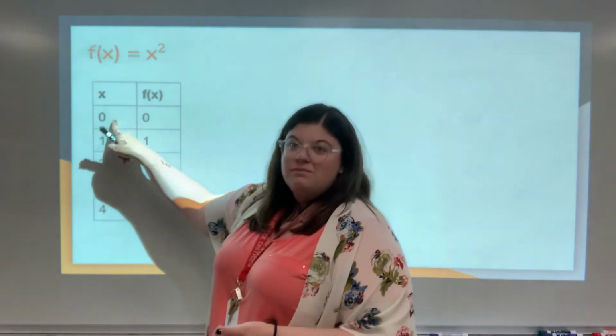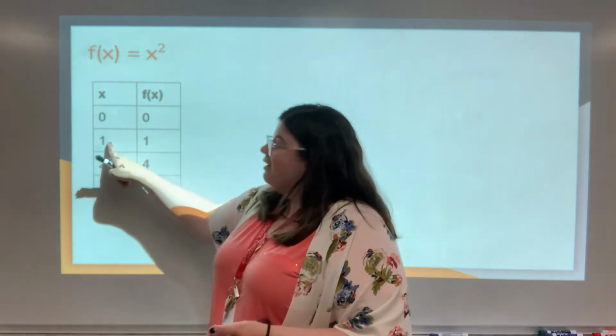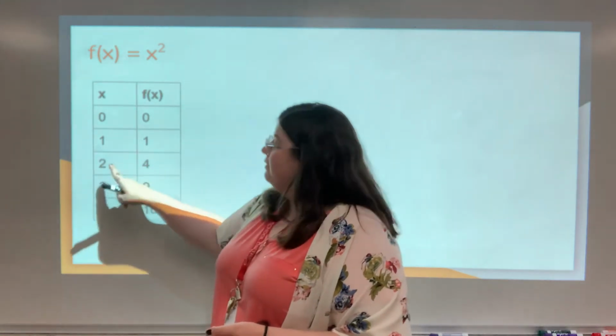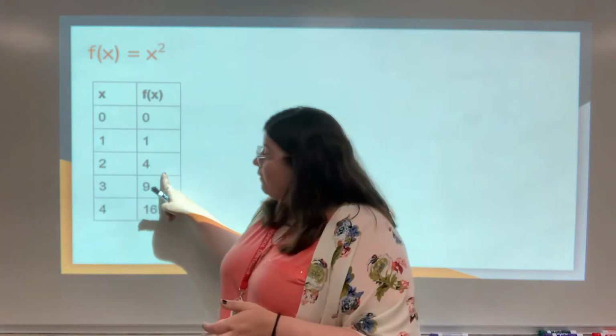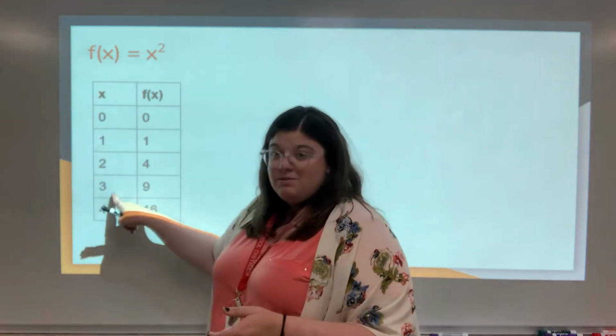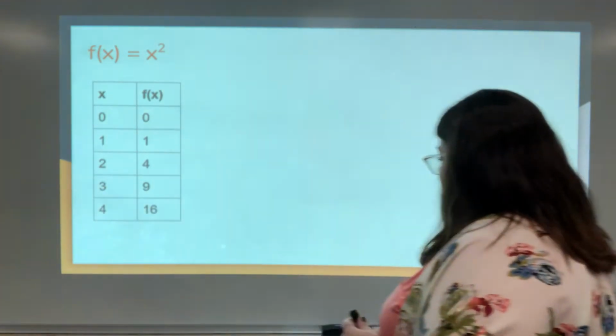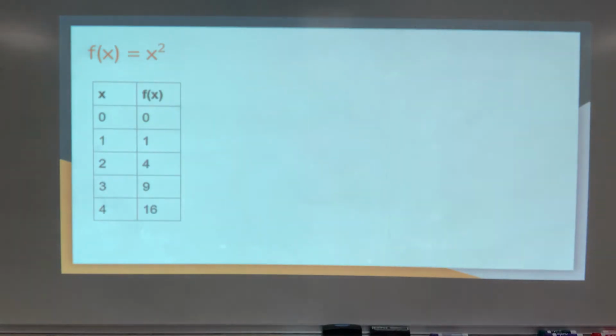So 0, 0 times 0 is 0. 1, 1 times 1 is 1. 2, 2 squared, or 2 times 2, is 4. 3 squared, or 3 times 3, is 9. All right, 4 squared is 16.